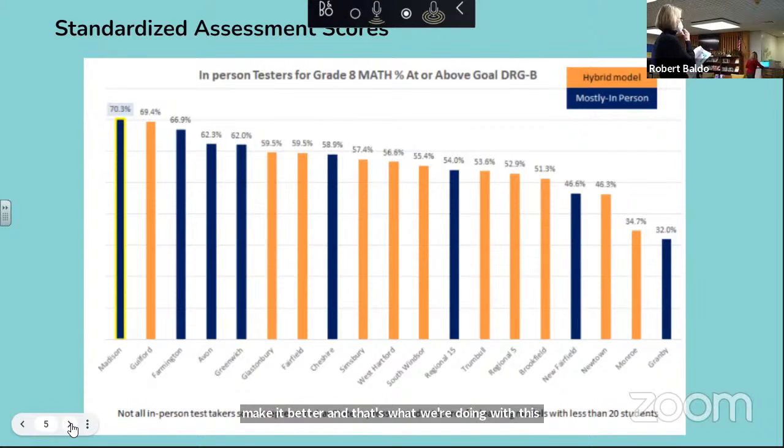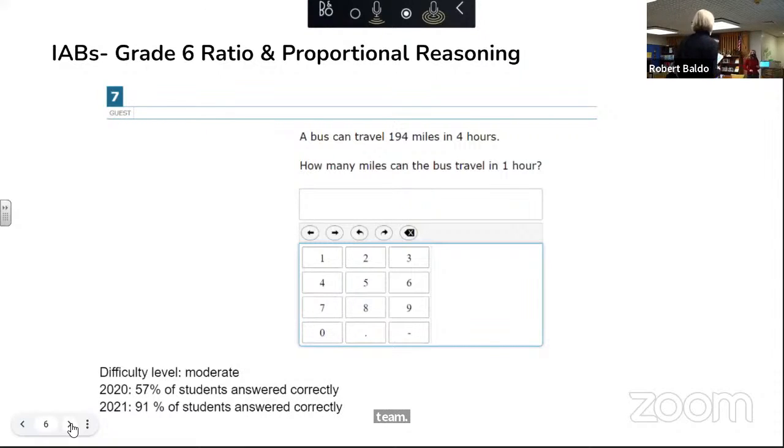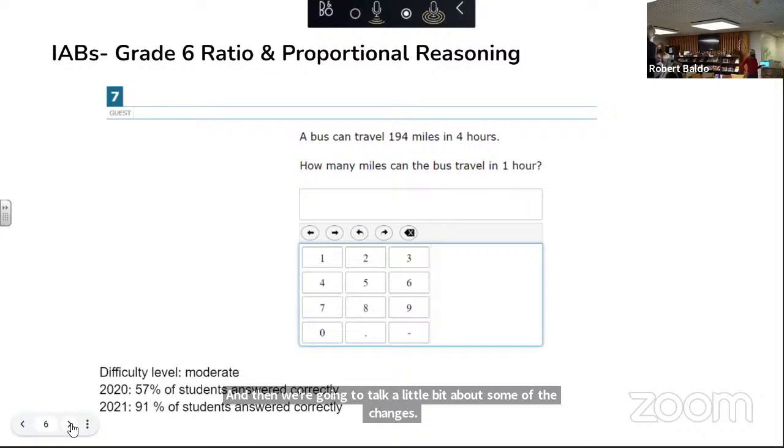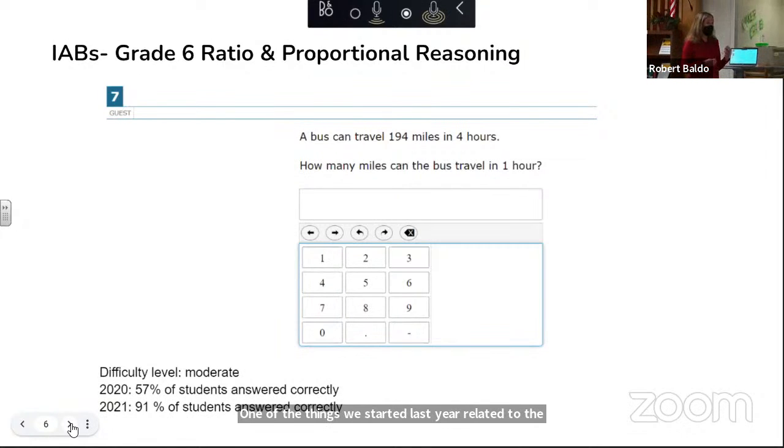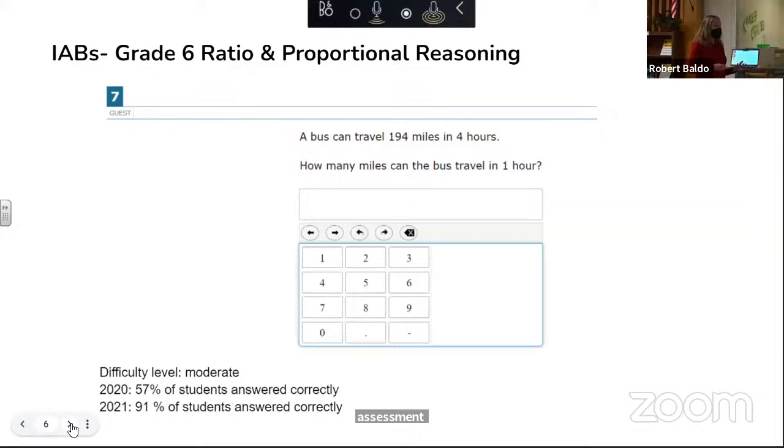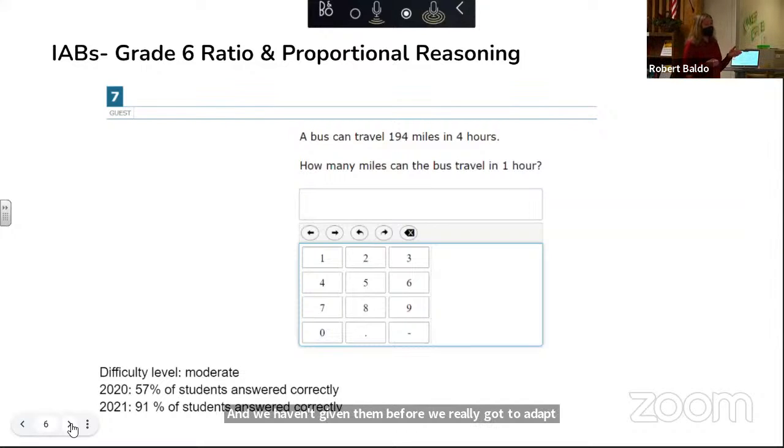Stacey's going to talk a little bit about some of the changes. One of the things we started doing last year related to the SBAC was giving IABs, interim assessment blocks. We hadn't given them before. We really hadn't gotten into the depth of what the questions look like and how we use them. So last year, we would teach our unit, then we would find an IAB that was aligned with it and give it.